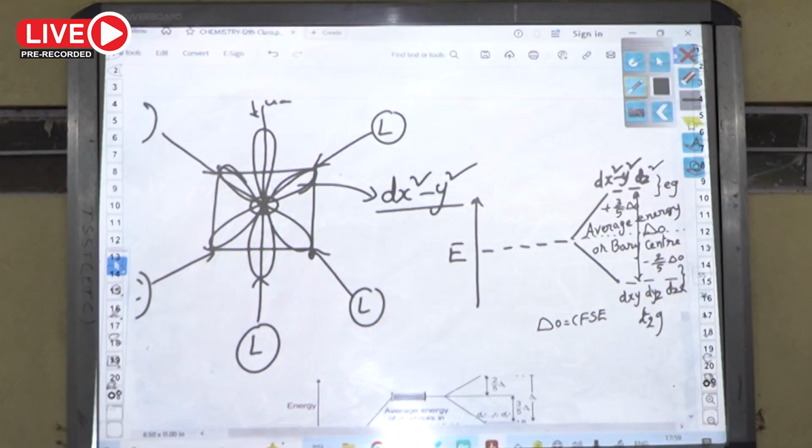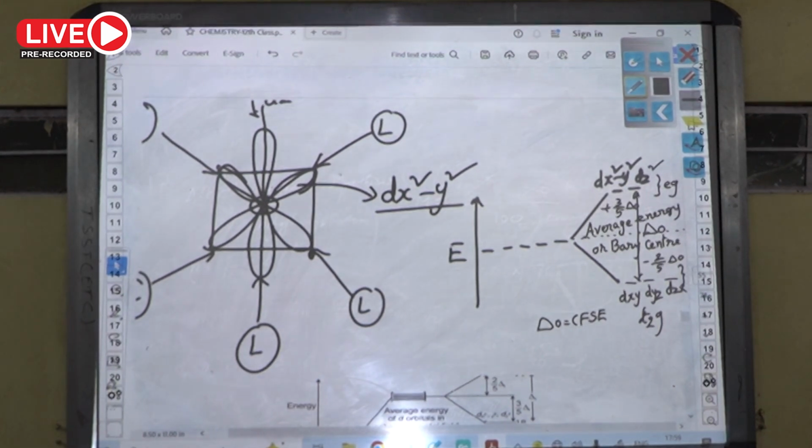So the dxy, dyz, dzx, they are having lower energy. How much? Minus 2 by 5 of delta naught. The two d orbitals, dx square y square and dz square, they are having higher energy. How much? Plus 3 by 5 delta naught. So this we have discussed already in the previous class. Now in tetrahedral field, this diagram is not valid because this is octahedral field.